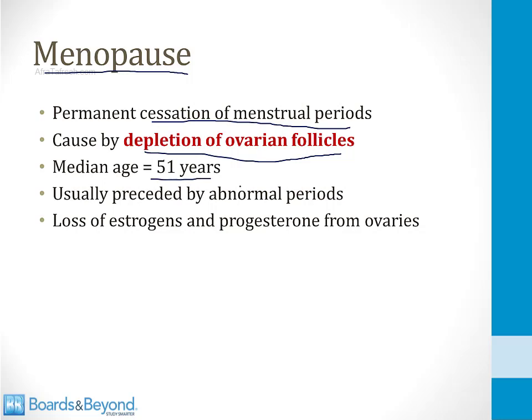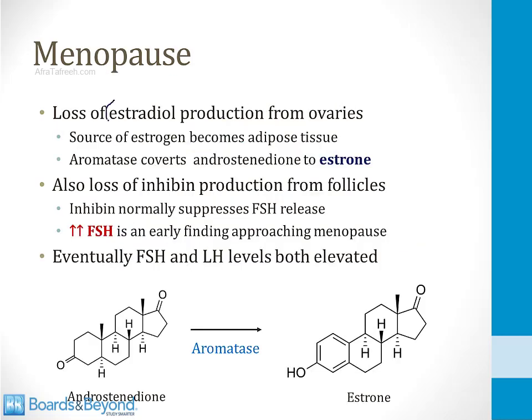It is usually preceded by several years of abnormal periods, and from the perspective of the female reproductive hormones, the woman loses estrogens and progesterone coming from the ovaries in this condition. More specifically, the woman loses estradiol production from the ovaries. The theca and granulosa cells are no longer producing estradiol. This does not, however, mean that there is a complete lack of estrogens.